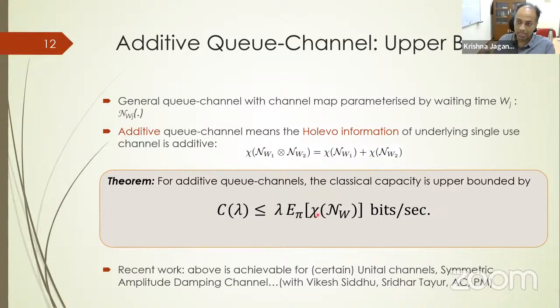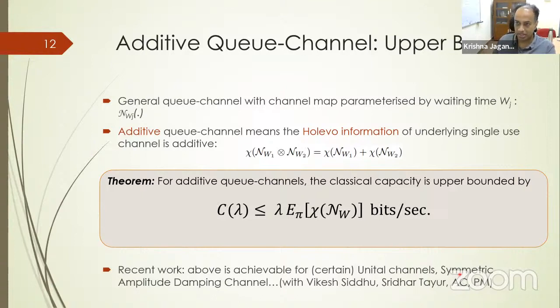There may be crazy channels which are not additive. What I'm told is that so far, all the qubit channels that are known are in fact additive. There is a conjecture that says all qubit channels are additive, but it's not proven. Apparently, there are non-additive qubit channels, higher dimensional channels. So that is just FYI. So if that conjecture is true, this is true for all qubit Q channels, right? Achievability we have for certain unital models, symmetric amplitude damping and all.